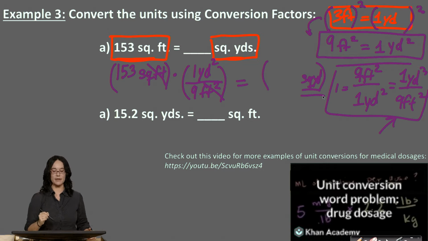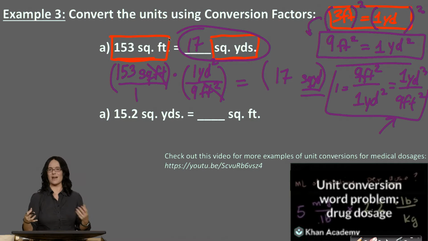So what am I really doing? 153 over 1 is being multiplied by 1 over 9. That's a fancy way of saying I'm dividing 153 by 9, because I'm going from a smaller unit of square feet to a larger unit of square yards. So what is 153 divided by 9? Did you get 17? Yeah, so 17 square yards is my answer. In this case, we get a nice exact answer. Oftentimes, though, you'll get approximate answers with your calculator.